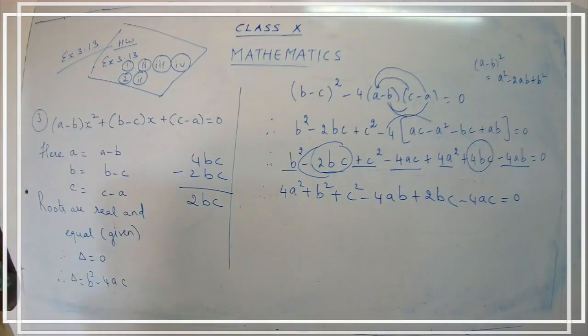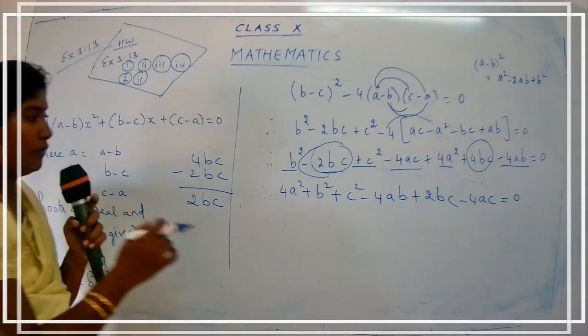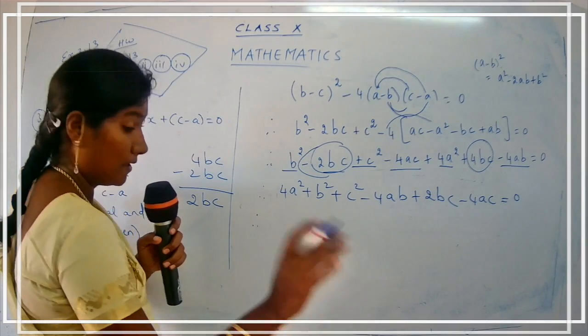So we have arranged 4A square plus B square plus C square minus 4AB plus 2BC minus 4AC is equal to 0. Okay children? Now we are going to write this in the form of A square plus B square plus C square plus 2AB plus 2BC plus 2CA. Let's write down the formula. So what I'm going to do is just an arrangement.